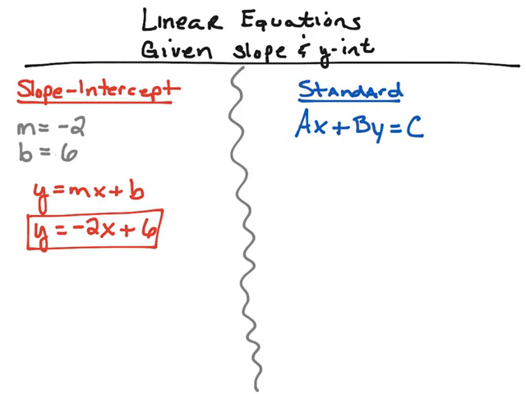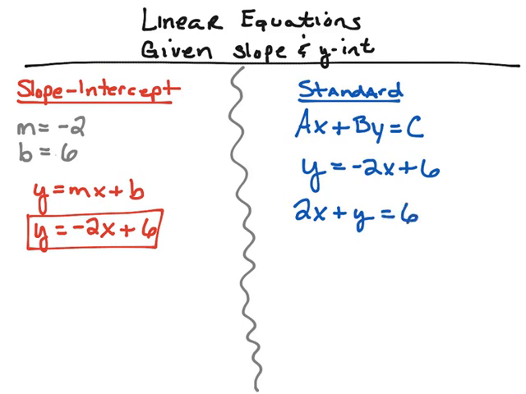Now I'm going to take that equation and convert it into our standard form. And that standard form is ax plus by equals c. So let's go ahead and take the equation and convert it to standard form. We're going to start off by moving the 2x to the left of the equation. Now since that's a negative 2x, to move it to the other side, I've got to add it. So this now becomes a positive 2x plus y equals 6.